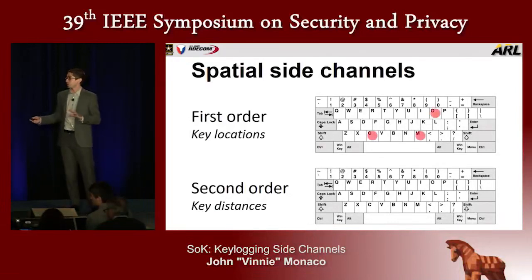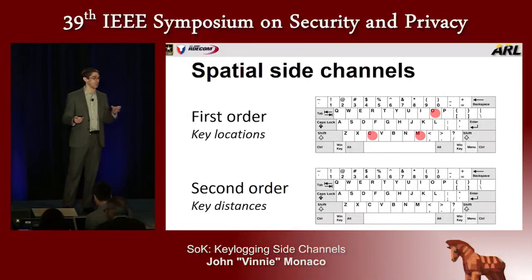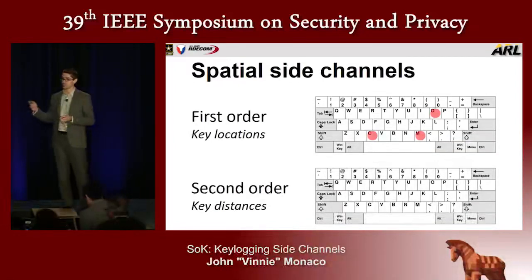And for lack of a better term, I refer to these as first order and second order spatial side channels. So a first order spatial side channel is one that's giving us a coordinate or location on the keyboard. So if we have, using acoustics as an example, multiple microphones positioned around the keyboard, we might use the time difference of arrival method to try to localize the sound source of a keystroke.